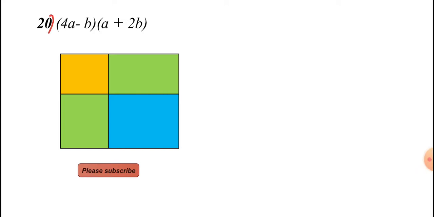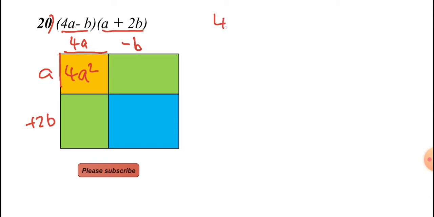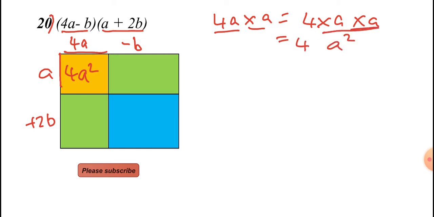So question 20 now. Because I can see 4a minus b, I'll write 4a there and then minus b there, and the a plus 2b I'll write there. So 4a times a is 4a squared. 4a times a is the same as saying 4 times a and then times a. So as you can see, a times a is a squared, so it's 4 times a squared, which is just 4a squared.